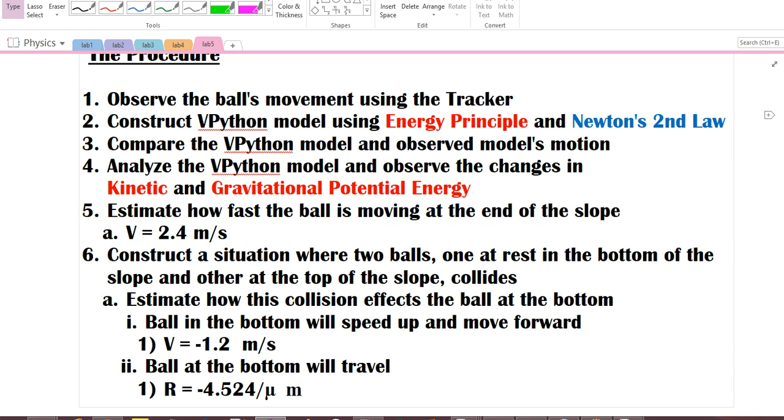The procedure was: 1. Observe the ball's movement using the tracker. 2. Construct a VPython model using the energy principle and Newton's second law. 3. Compare the VPython model and observe the model's position and motion. 4. Analyze the VPython model and observe the change in kinetic and gravitational potential energy. 5. Estimate how fast the ball is moving at the end of the slope, which was 2.4 meters per second.